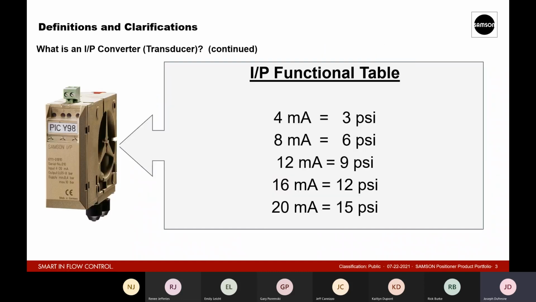If we look at how an I/P functions, you can think of it as a functional lookup table. If we give the I/P transducer an input current that ranges from 4 to 20 milliamps, and we expect the output to be 3 to 15 psi, then it would be just a straight lookup. So 4 milliamps would equal 3 psi, 12 milliamps would equal 50% of the output, or 9 psi, and 20 milliamps would equal the 15 psi maximum output of that I/P.